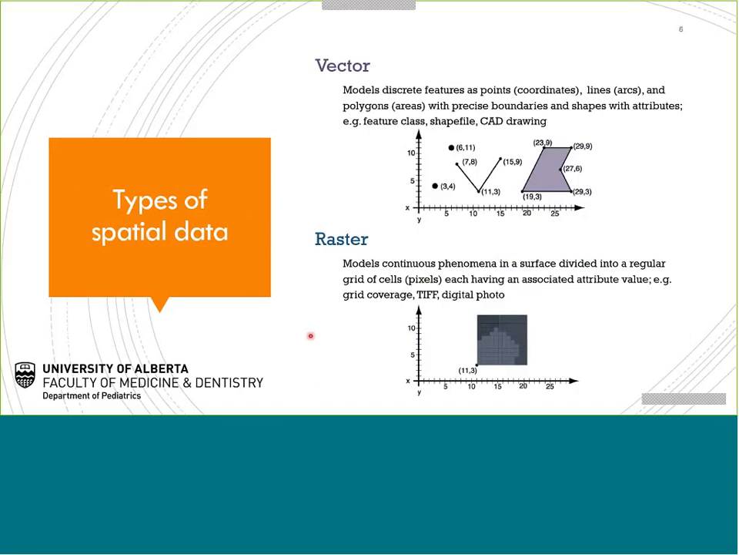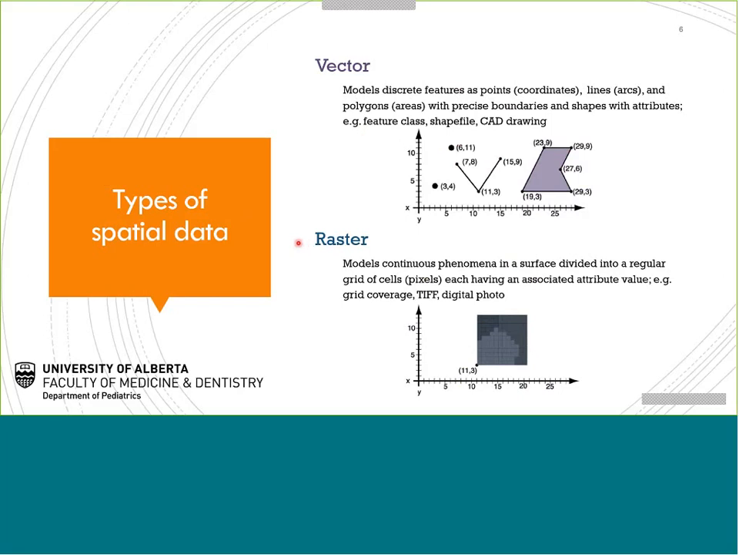The map layers are represented in spatial data models. Tables of data can be linked together and joined to different types of spatial data, such as vector and raster data. Vector data models discrete features as points or coordinates, and lines or arcs. When you have lines enclosing areas, we have polygons. These have precise boundaries and shapes with attributes. So you may have heard of file types such as feature class, shapefiles, or CAD drawings.